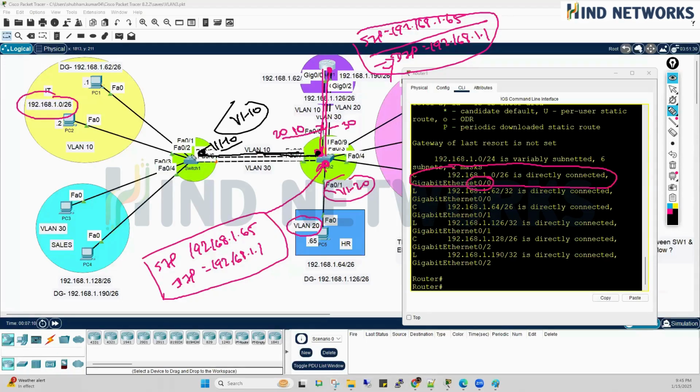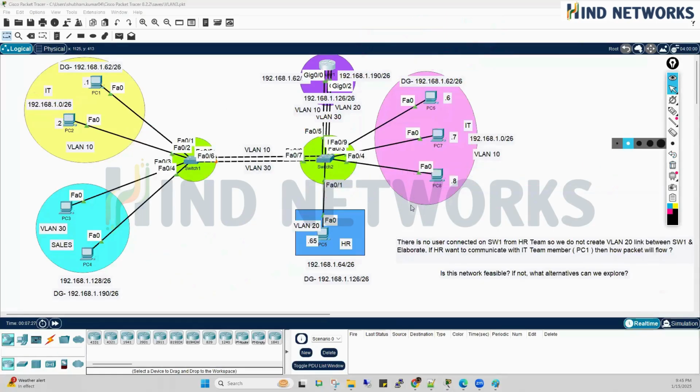Getting my point, everyone? Yes or no? And these two are part of VLAN number 10 only. The switch will forward your packet like this. I hope now you understand how the packet will actually flow here. Clear, guys? Is there anyone here who doesn't understand? Is this clear? Yes, this is the way.